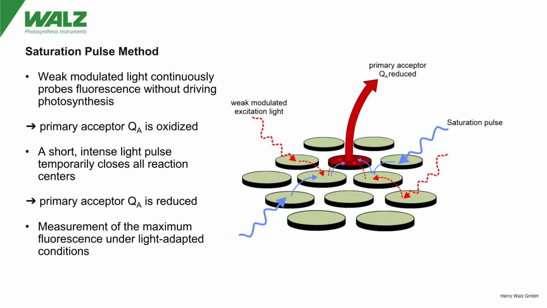A short, intense saturation pulse temporarily closes all Photosystem II reaction centers by fully reducing the primary electron acceptor QA and filling the electron transport chain with electrons. As a consequence, charge separation becomes very slow and fluorescence rises to its maximum level. Because electron transport is temporarily blocked, excitation energy can no longer be used photochemically and is instead released as fluorescence. From these fluorescence levels, key parameters can be calculated that describe PSII efficiency and energy dissipation.